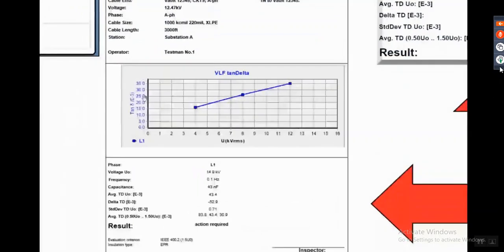If you look here, it's this graph, just like we were showing earlier, but now it's in the report of this L1 phase. These are your voltage steps. And if you look at phase 1, L1, voltage was 14.9, frequency was 0.1, capacitance was 43. Here's your average tan delta at 43.4. Delta TD was 52.9. Standard deviation is 0.71. Average tan delta result. And here it has all 3 of each phase or of each step. And your result, of course, is action required. And the criteria, it even breaks it down as to what criteria you are going to. And the inspector or user as you like.